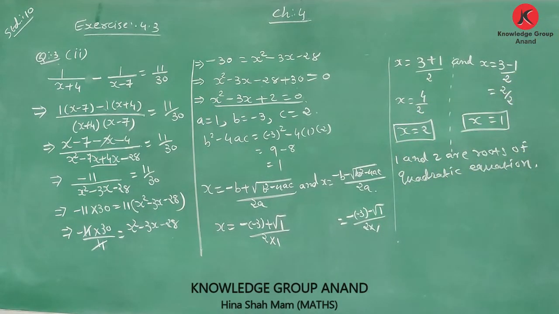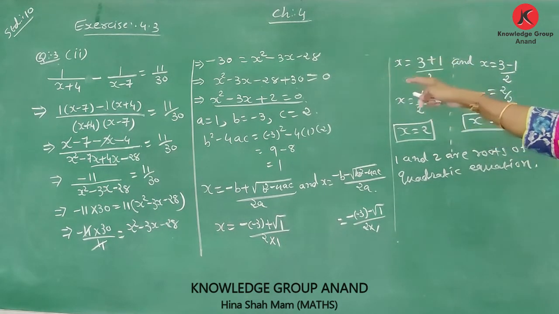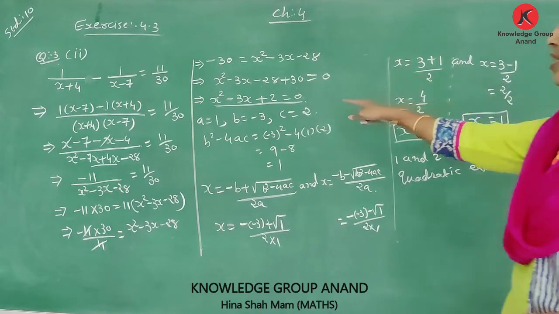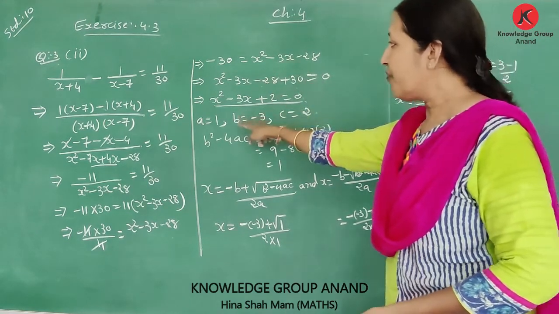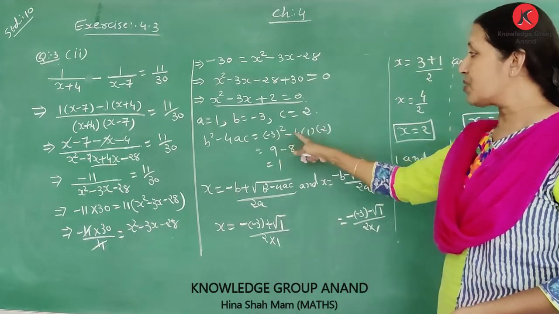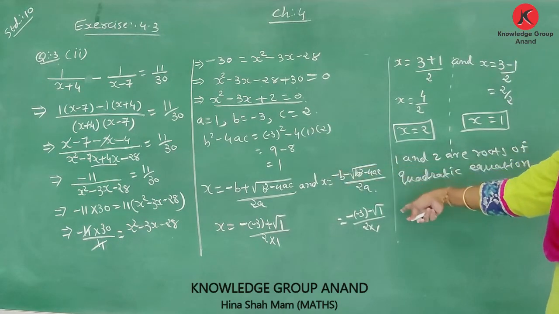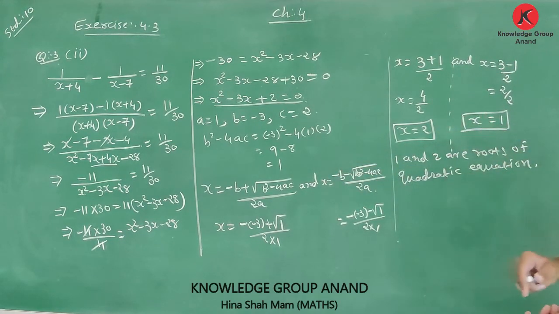Now, here we complete our question number 2. Again, first we simplify the equation. Its form is ax square plus bx plus c. Then we find a, b, c. Indicate a, b, c. Find the value of b square minus 4ac. Putting in the formula, we get x is equals to 2, x is equals to 1.